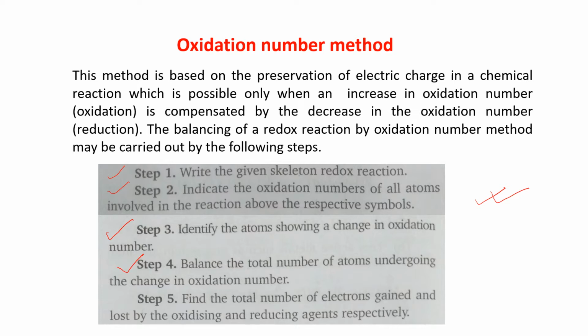Balance the total number of atoms undergoing the change in oxidation number. Now what you will do? You will balance the atoms which are undergoing oxidation or reduction. That means change in oxidation number. Step 5: find the total number of electrons gained and lost by the oxidizing and reducing agent respectively. This is your step number 5. When you do the balancing of the equation, all these steps will be clear to you.